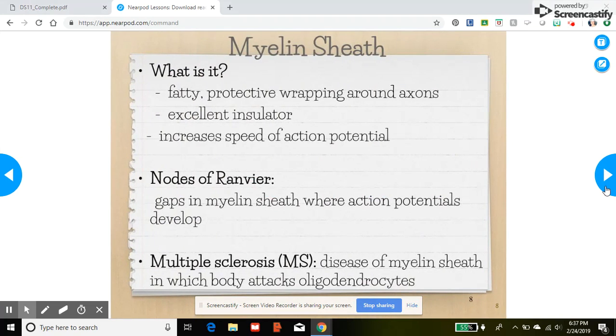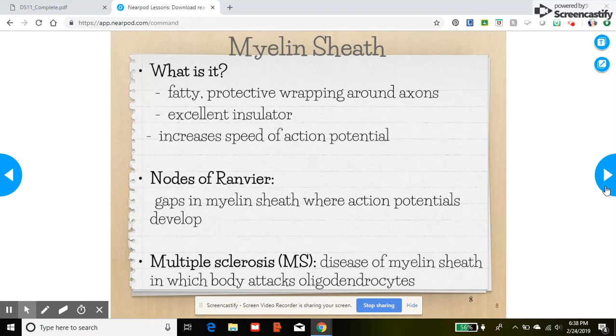So the actual myelin sheath itself is a fatty protective wrapping around the axons, and it's a phenomenal insulator. Because of that, it's going to increase our action potential. It's going to literally speed up how fast our signals are being transmitted. So the more myelin we have, the faster a signal is going to conduct. That's a good thing.